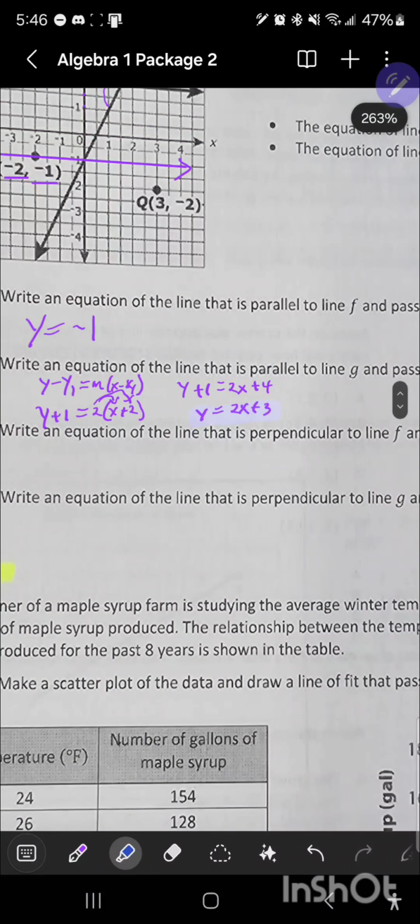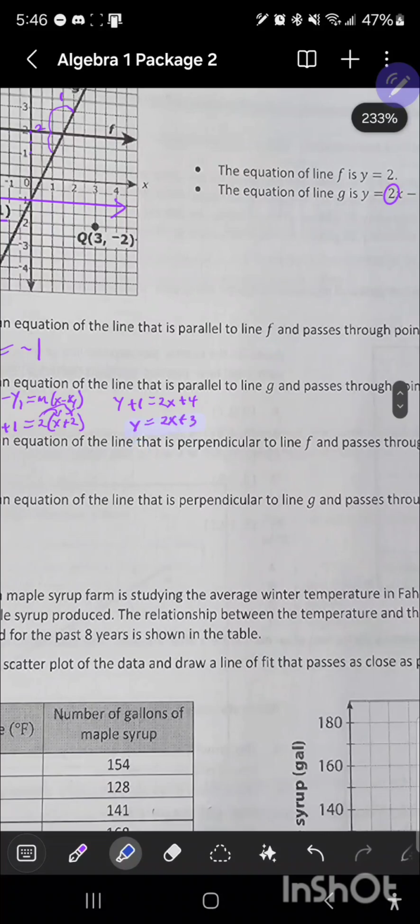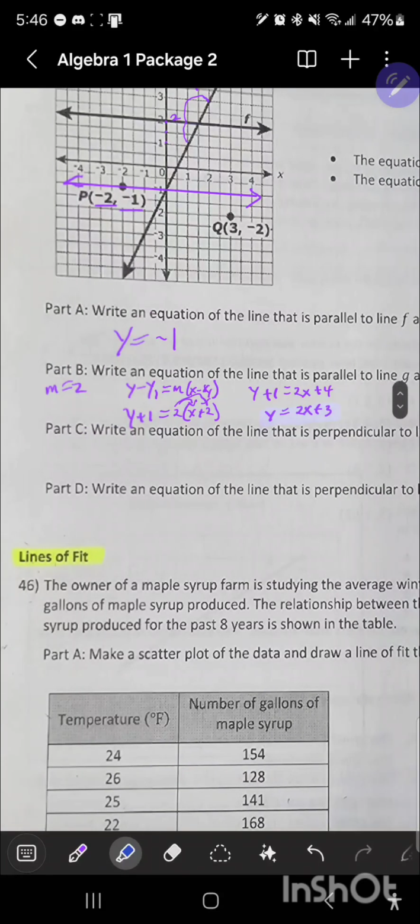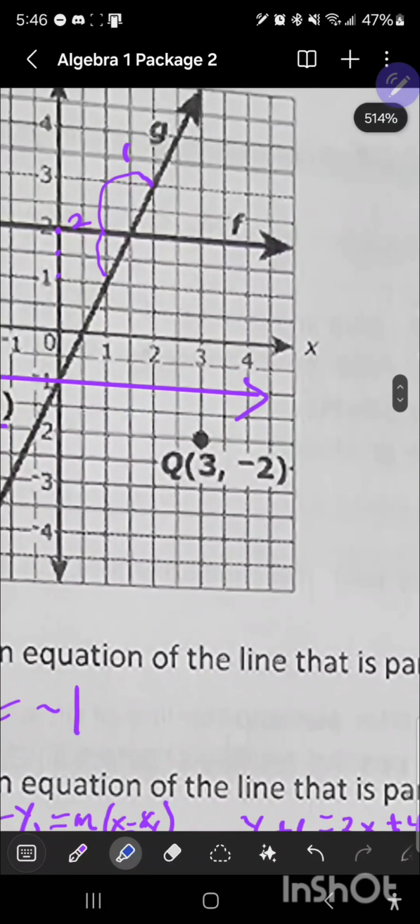Next, an equation for a line that is perpendicular to line F and passes through the point Q. Now, as you can see, there is no slope for this. I explained it in one video before, I don't remember which, it was the video that we couldn't hear very well. I'm sorry.